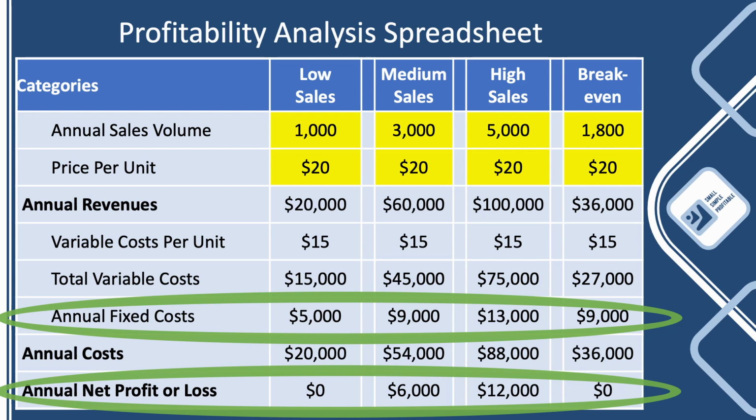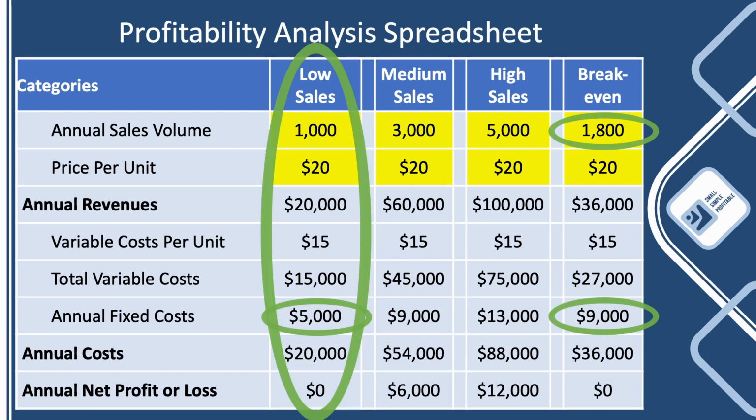In this scenario now, annual sales volumes are the same, price per unit is the same, and variable costs are the same. The only thing that's changed is that we've really lowered our fixed costs. Now the annual fixed costs are $5,000 in low sales, $9,000 in medium sales, and $13,000 in high sales. Let's see how making this one change affects the annual net profit or loss row. Now you're breaking even in the low sales column, making a profit of $6,000 in medium sales, and you're making a profit of $12,000 in high sales.